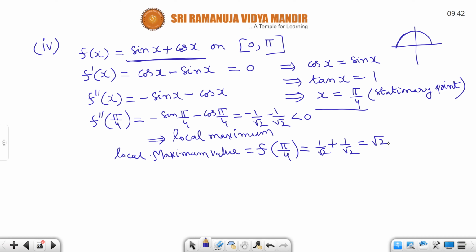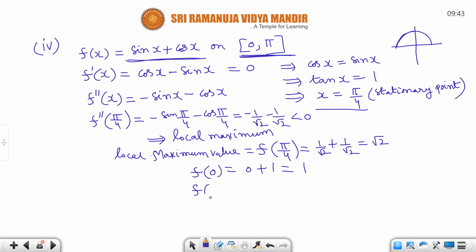Now, what else we have to calculate? Come on, anybody? At the end points of the interval. Correct. At the end points of the given domain. So we have to find the values: what is f of 0? Sin 0 is 0 plus cos 0 is 1. So that is 1.